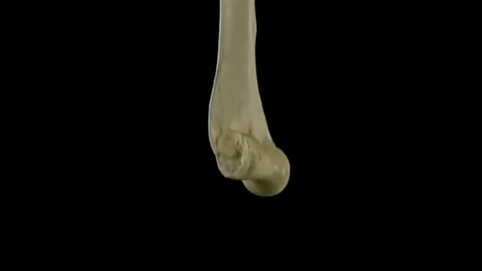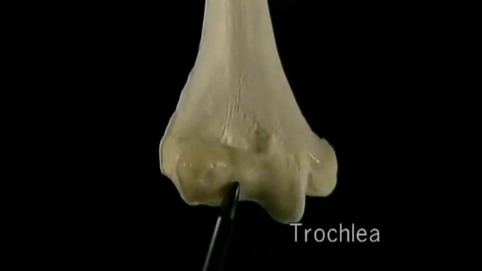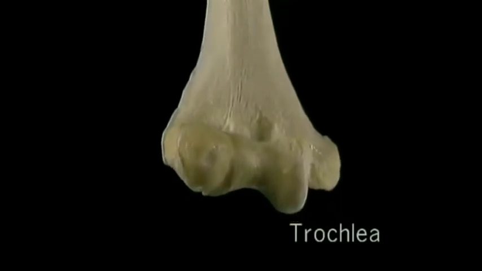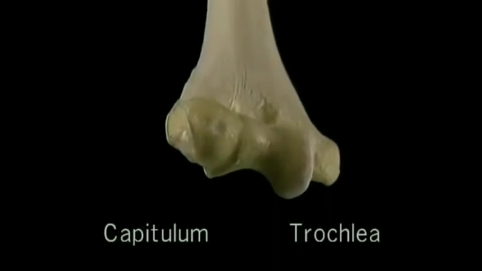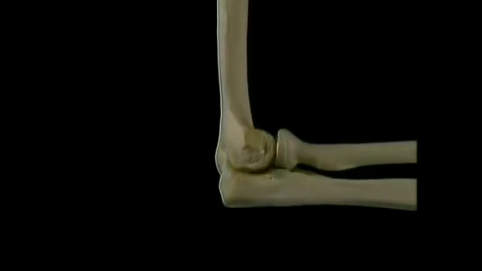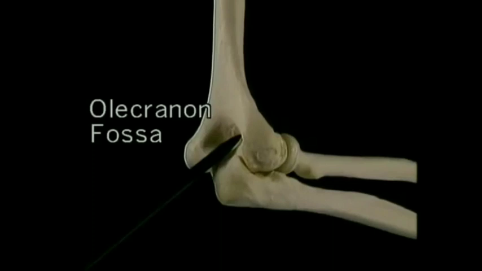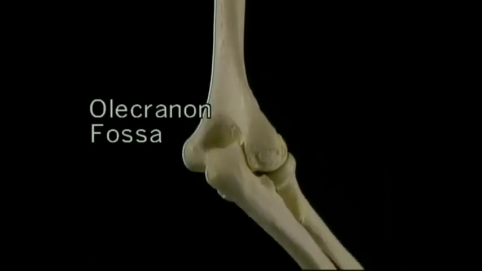Here's the lateral one. The articular surface is in two parts. The pulley-like trochlea articulates with the ulna. The rounded capitulum articulates with the radius. Now we'll add the radius and the ulna to the picture. The big hollow on the back of the humerus, the olecranon fossa, accommodates the end of the ulna, the olecranon, in full extension.